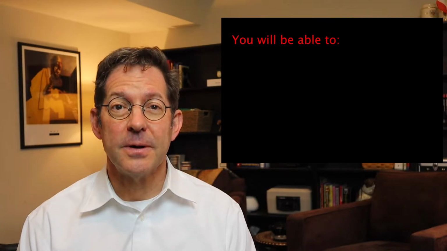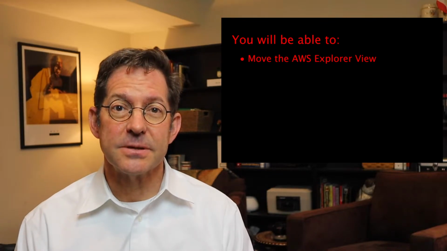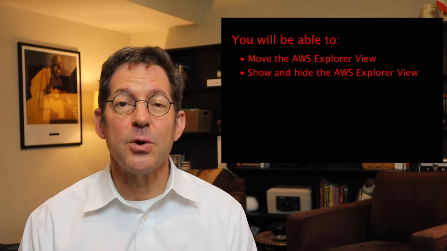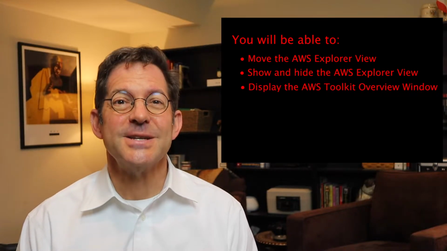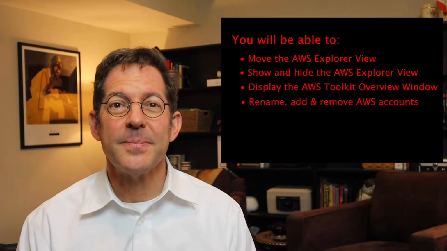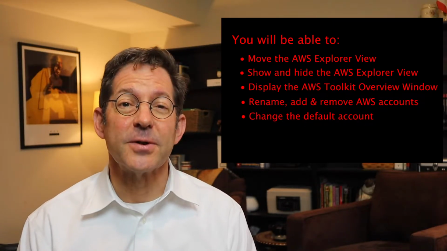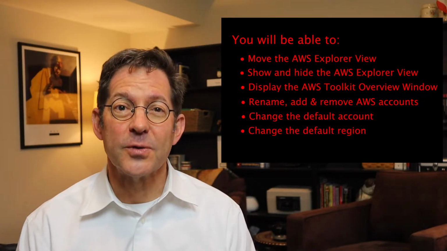If you watch this video in its entirety, you will be able to move the AWS Explorer View to different locations in Eclipse, show and hide the AWS Explorer View, display the AWS Toolkit Overview Window, rename, add, and remove AWS accounts, change the default account, and change the default region. Understanding this content will be particularly important for you to navigate the AWS Toolkit features. So let's do this.